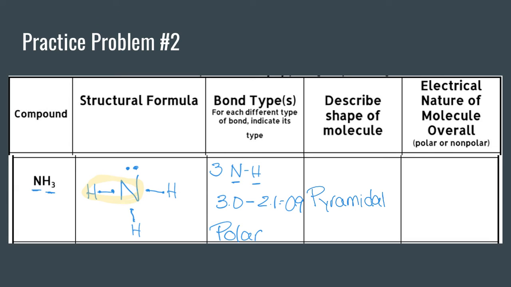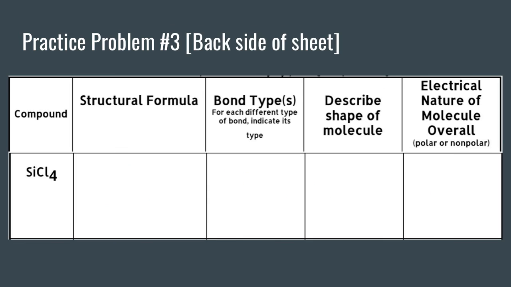And then last but not least, the electrical nature, the overall. Because we have 3 polar bonds here, this of course is also going to be polar. If you really want to get technical with it, you could also write down that our nitrogen is going to end up being partially negative, and our hydrogens end up being partially positive because the nitrogen is winning that tug of war.